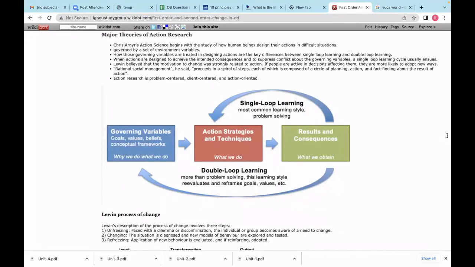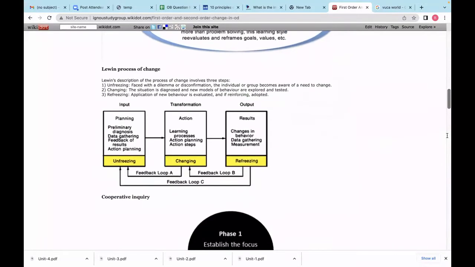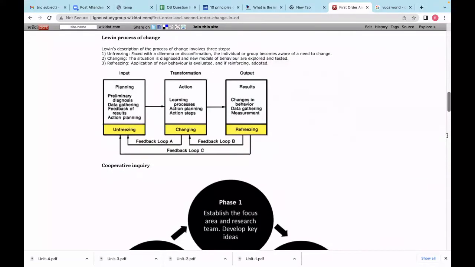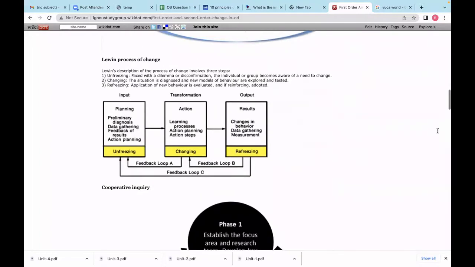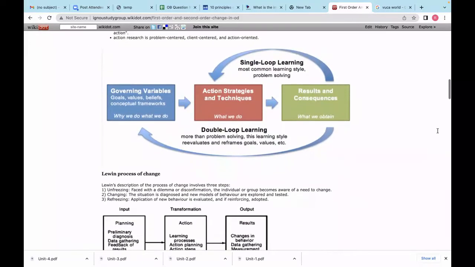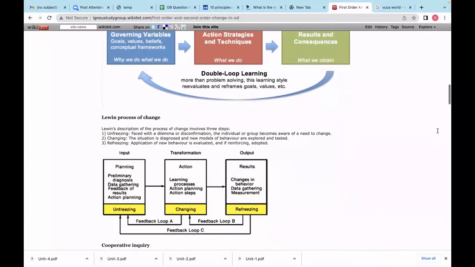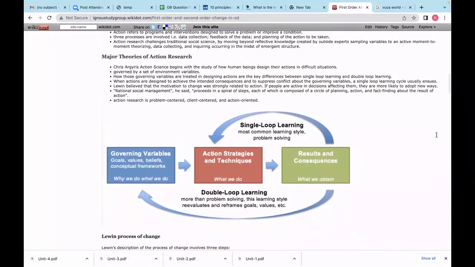Okay, this is one theory. There is actually another theory as well, which is going to come in your future units, called triple loop learning. Triple loop learning is nothing but a process of this, right? There is a governance variable, there is an action strategy, there is a result. And to execute this loop learning, there is a process that you have as a motherhood process.